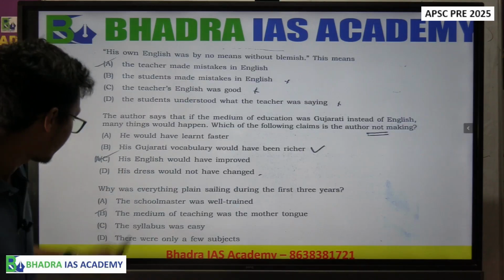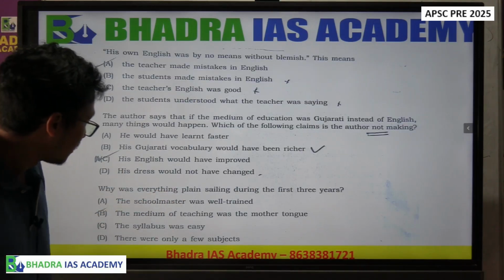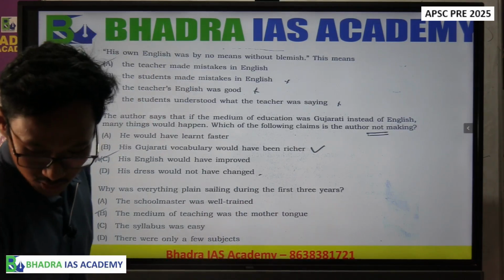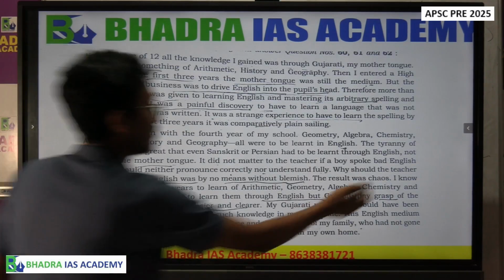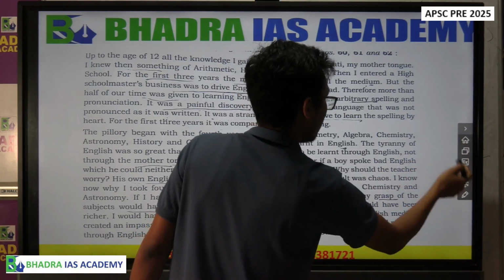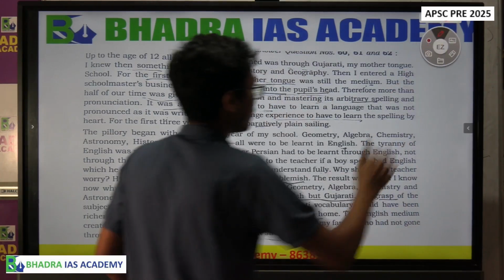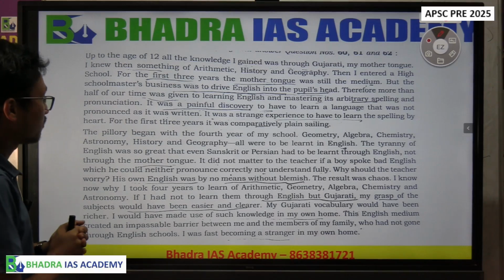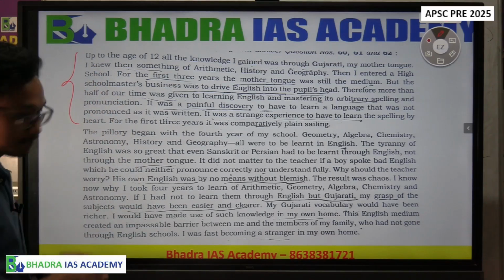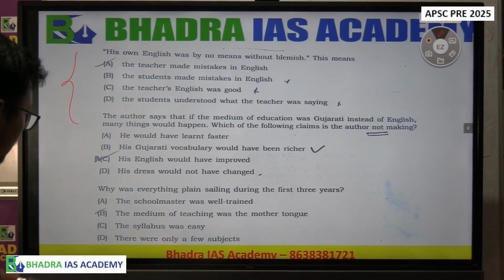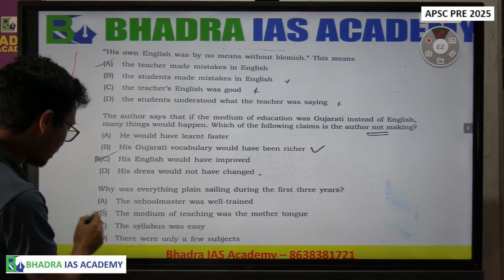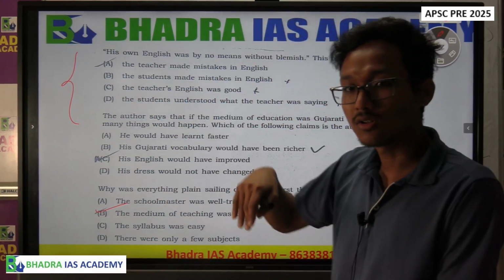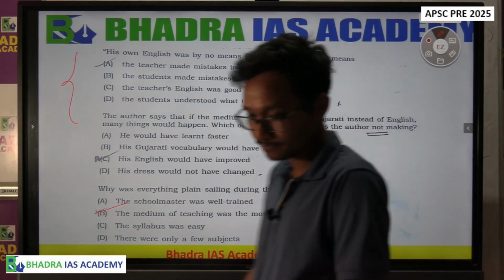Then another question is: why was everything plain sailing during the first 3 years? So the first 3 years were plain sailing, that means without any effort, almost without much effort or difficulty. Because in the first paragraph I find that the medium of teaching was in mother tongue. So after that English came, and from then the author had problems.